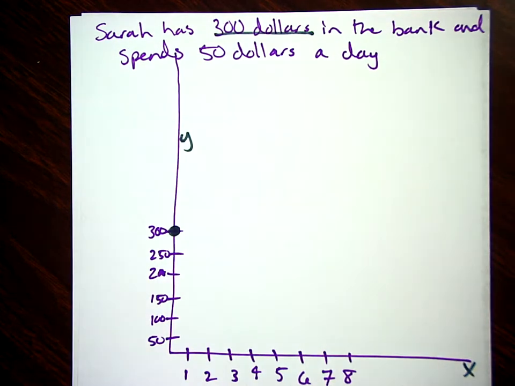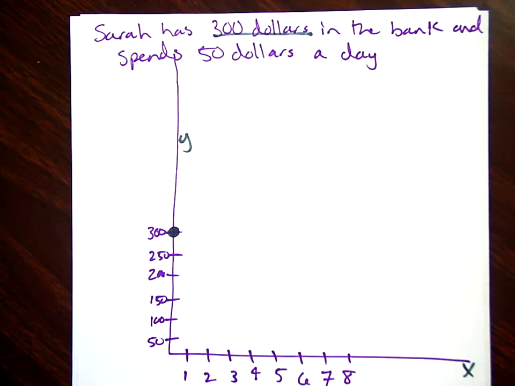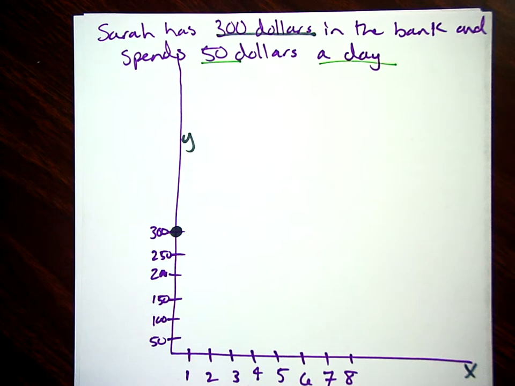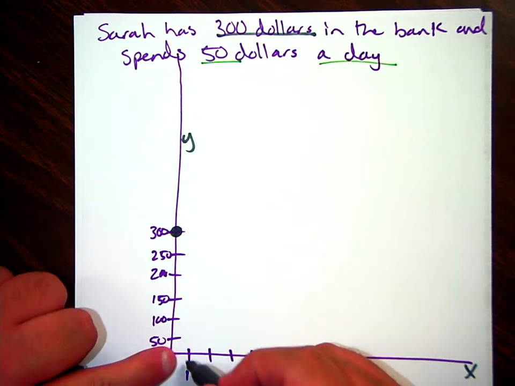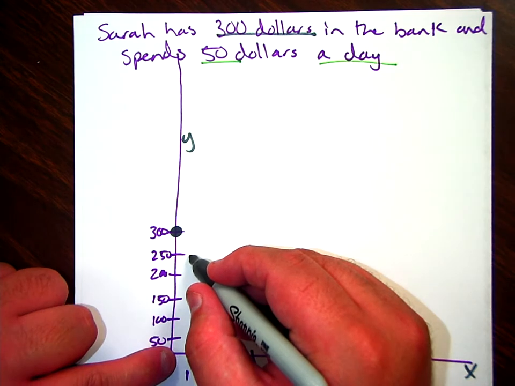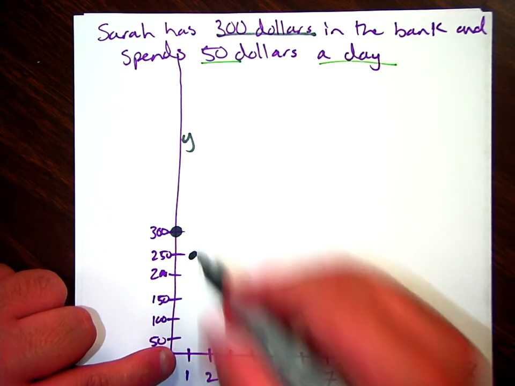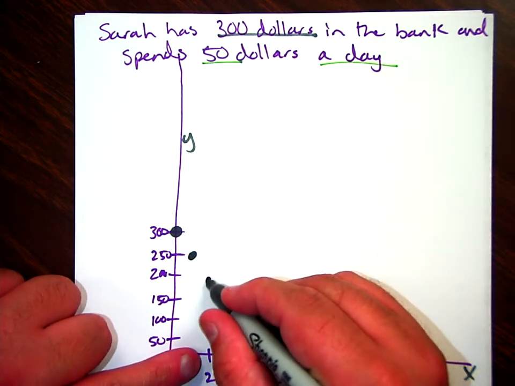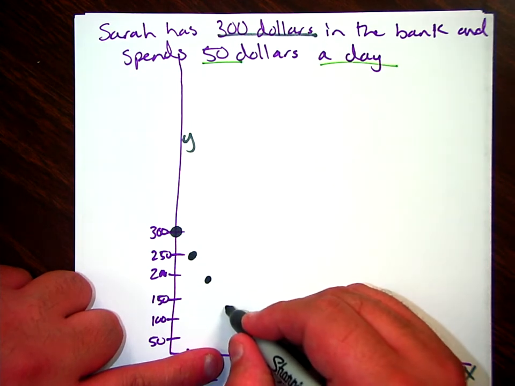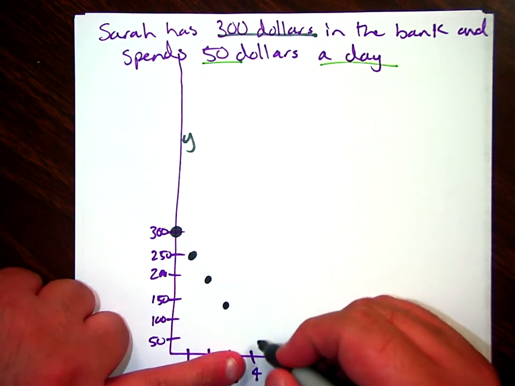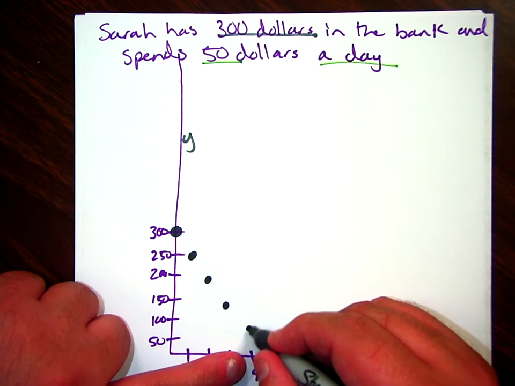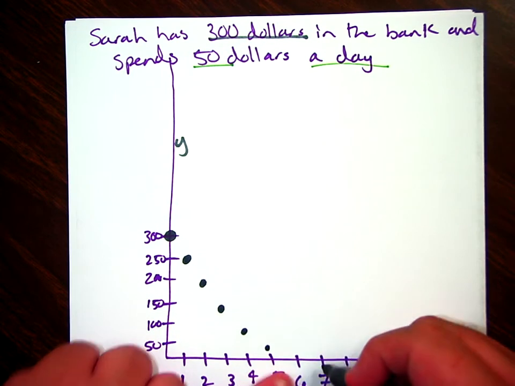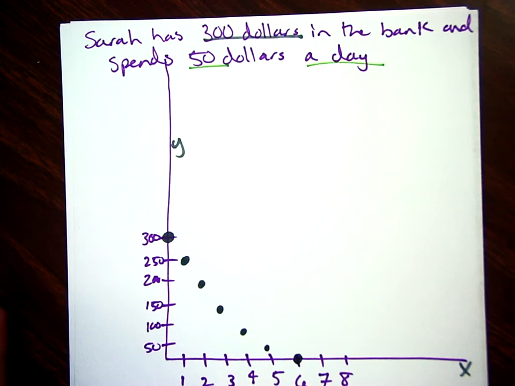All right. Now, remember, she's spending $50 every day. So on day 1, we lose $50. So we went from 300 minus 50. That's going to give us 250. So there's the next point. Day 2, now we have 250 and we lose another 50, so we're down to 200. Day 3, lose another 50, you're down to 150. Day 4, lose another 50, now we're down to $100. You can see this horrible trend coming out. Day 5, down to $50. And day 6, we have nothing left.